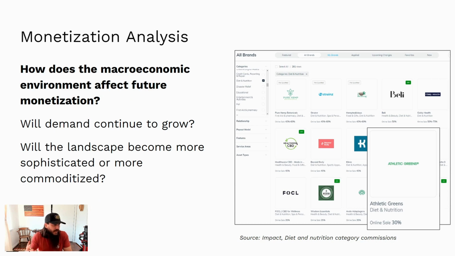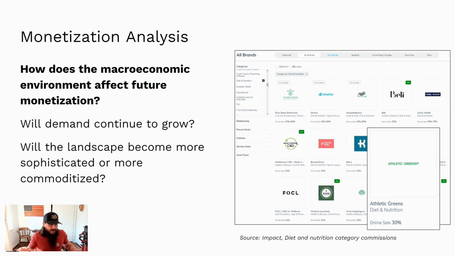A few other things to look at in terms of monetization. So one, I'll always try and judge what's the macro environment look like for future monetization. Is demand going to continue to grow in the category? And also, is the affiliate landscape really more sophisticated or more commoditized? So are brands really willing to improve commission rates or really negotiate to grab market share? Or do they not really care all that much and it's going to be really tough to move the needle from their base 3 or 5% commission rates?